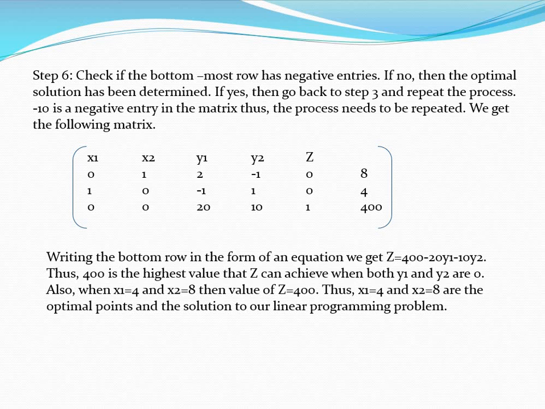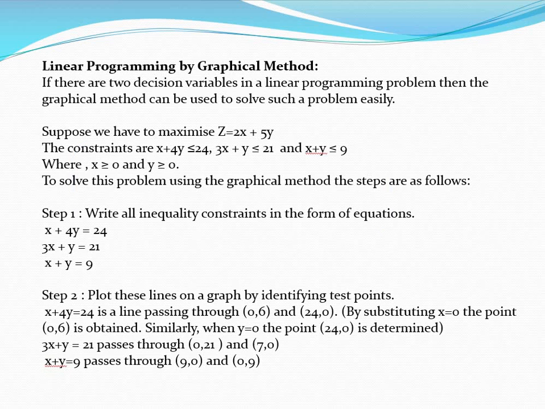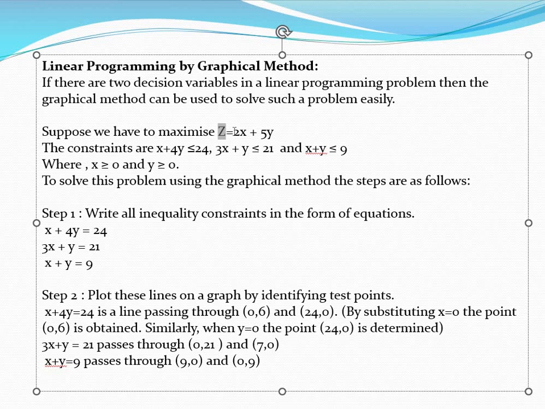Okay. The next thing is, now we will see how a linear programming problem will be solved by the graphical method. If there are two decision variables in a linear programming problem, then the graphical method can be used to solve such a problem very easily. Suppose we have to maximize z.